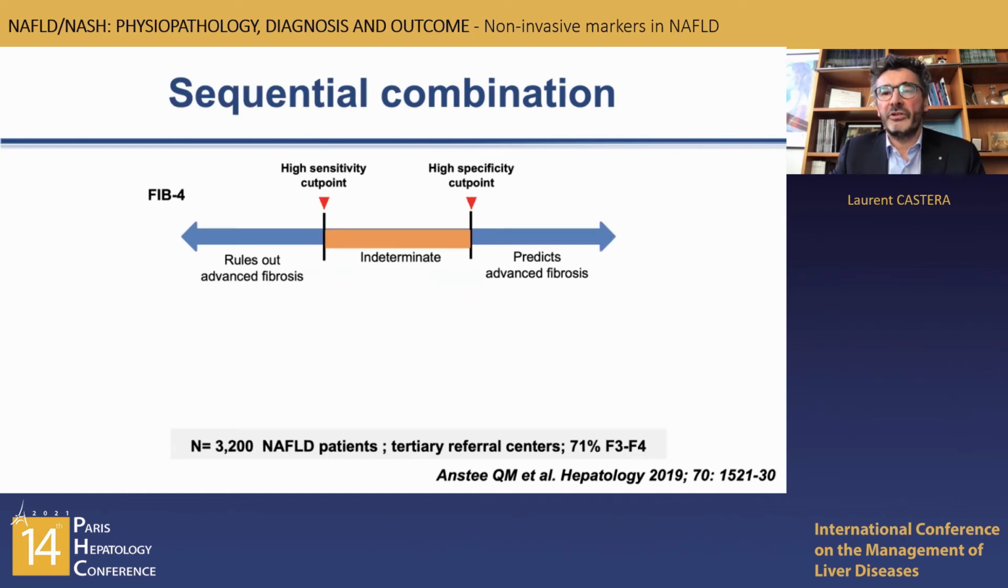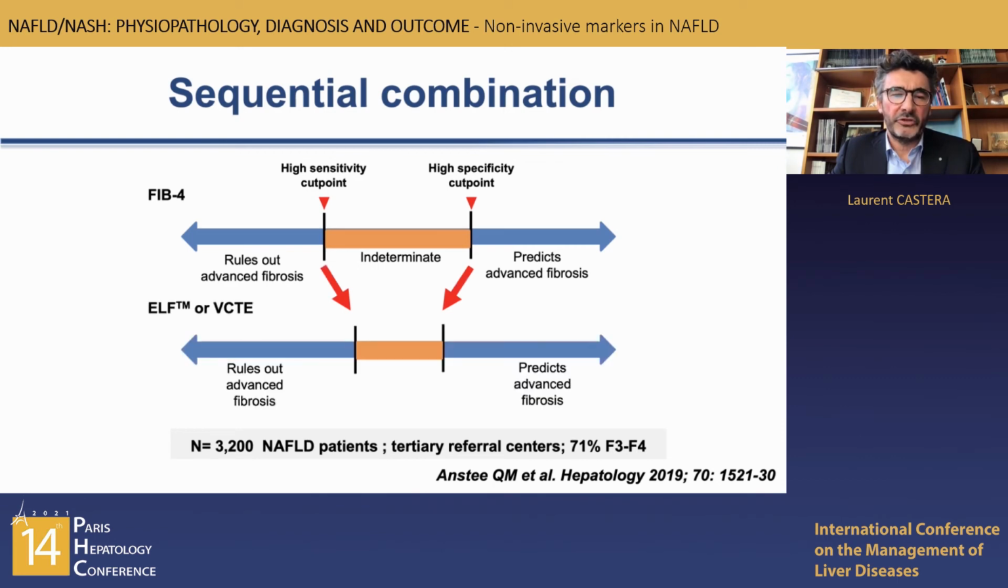What about sequential combinations? This strategy has been tested with the FIB-4, for instance. As I mentioned before, around 30% have an indeterminate result. If you use a second, more specific test, like ELF or VCTE, then you decrease the indeterminate results to around 13 to 23% as compared to more than 30%.